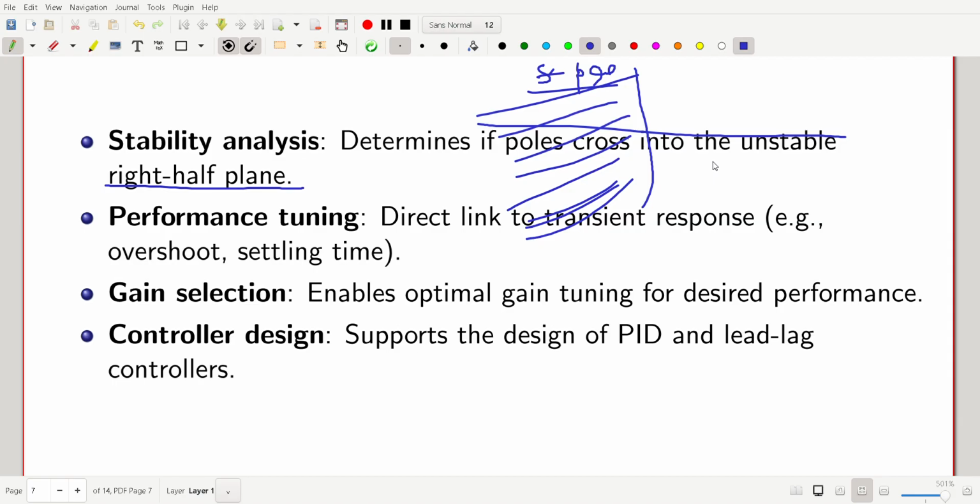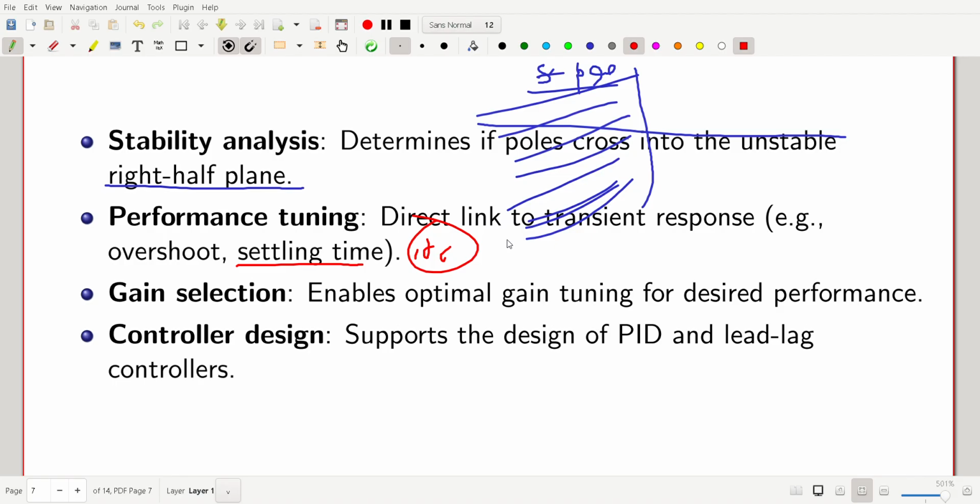Performance tuning is also important. It has a direct link to transient response, like overshoot, settling time, and rise time. If you vary the gain K, these are going to change. So for a given overshoot and settling time, our closed loop pole should lie at a specific position. That is important, then only we can achieve our desired overshoot, rise time, settling time, and so on.